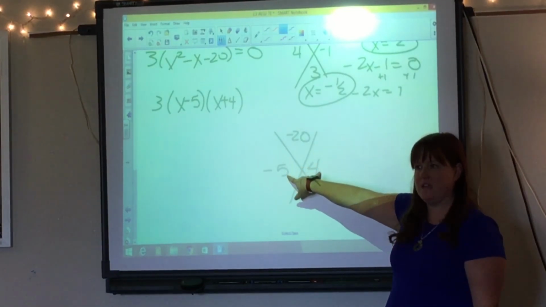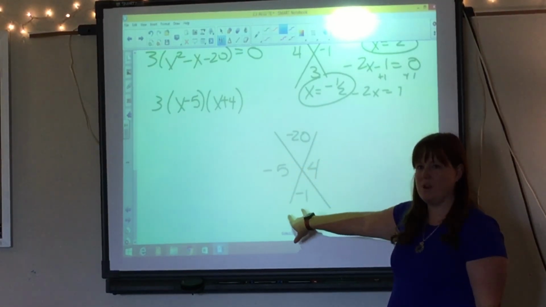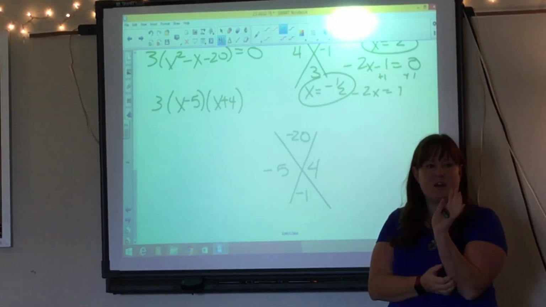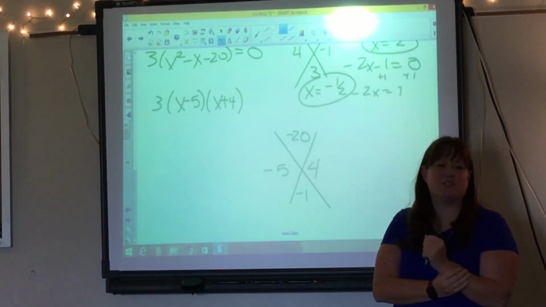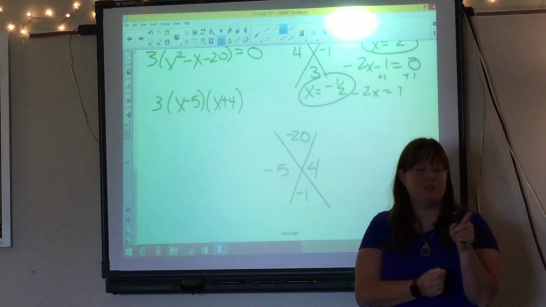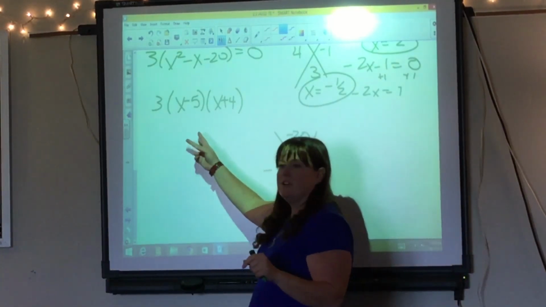Negative 5 plus 4 equals negative 1. The 3 just kind of stays out there. Actually, no, it doesn't go to both of them. It just goes to one or the other, but you don't even need to do that.